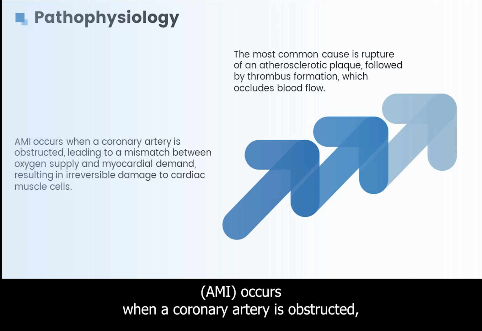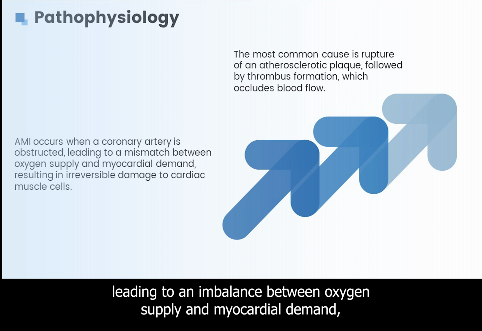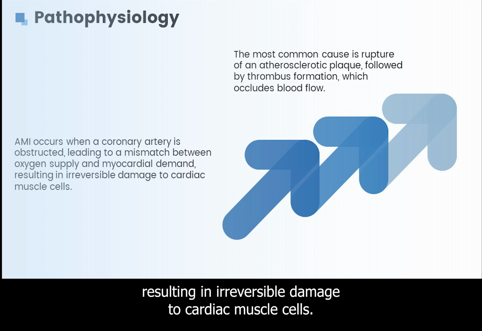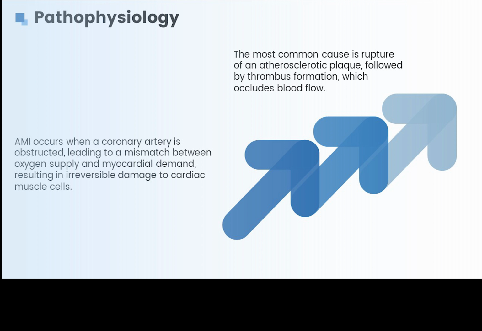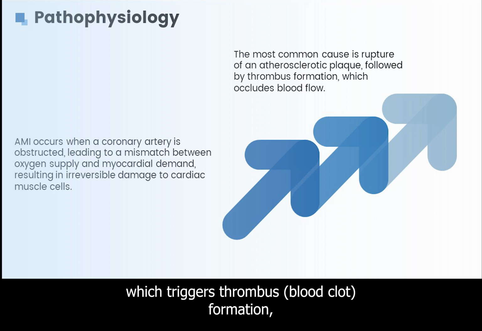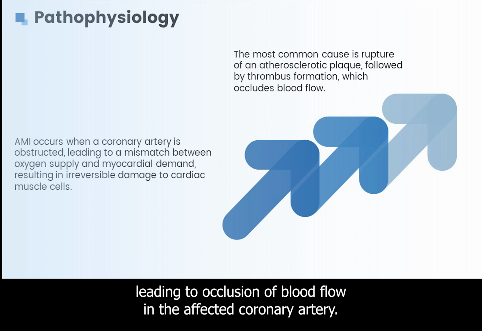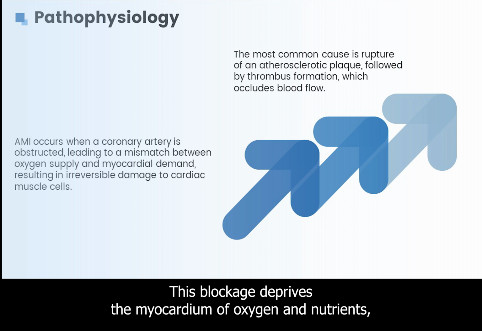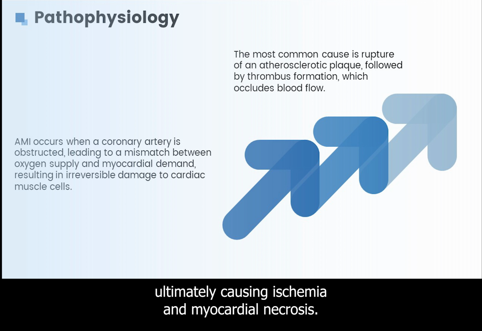Acute myocardial infarction occurs when a coronary artery is obstructed, leading to an imbalance between oxygen supply and myocardial demand, resulting in irreversible damage to cardiac muscle cells. The most common cause is the rupture of an atherosclerotic plaque, which triggers thrombus formation, leading to occlusion of blood flow in the affected coronary artery. This blockage deprives the myocardium of oxygen and nutrients, ultimately causing ischemia and myocardial necrosis.